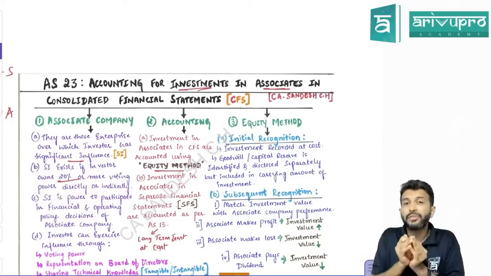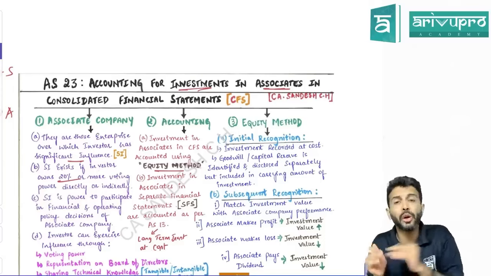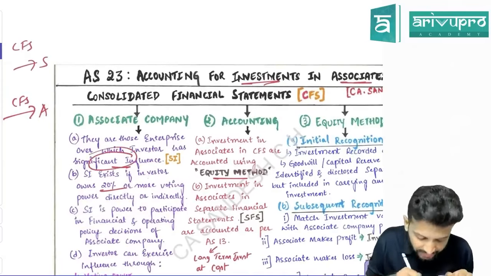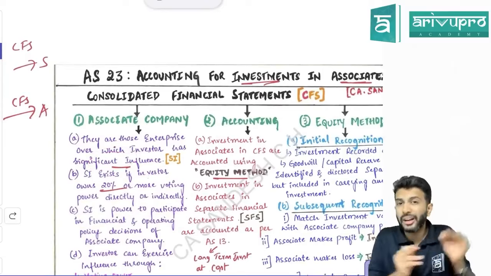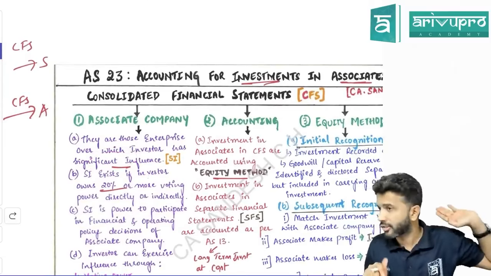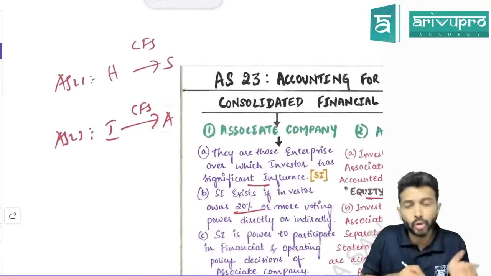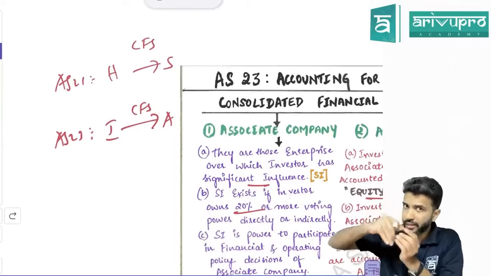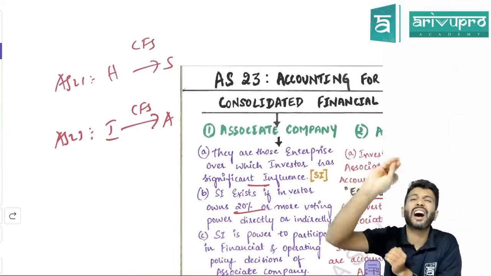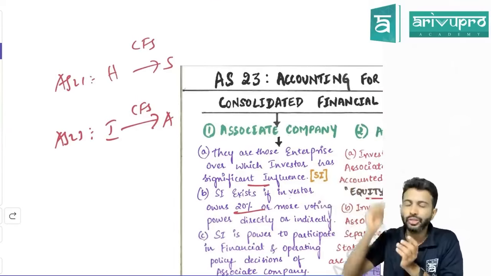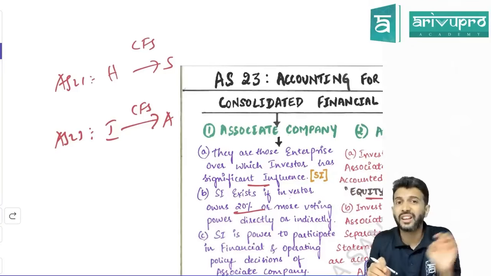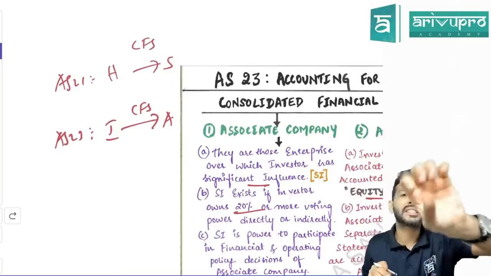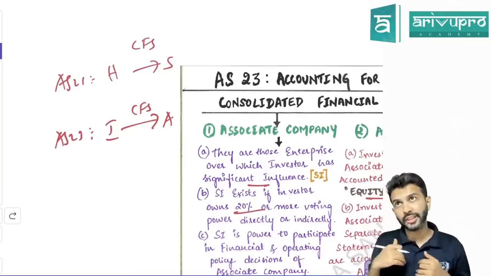But if an investor does not have control, but has something called significant influence, then the other company you don't call a subsidiary. Wherever you are investing, we call the other company an associate company. So an associate company is one where the investor does not have control, but has significant influence. So when do you get significant influence?